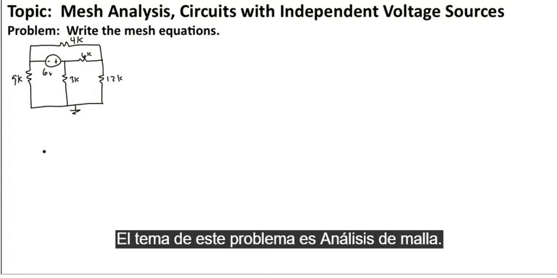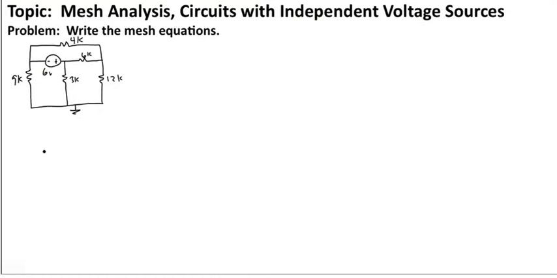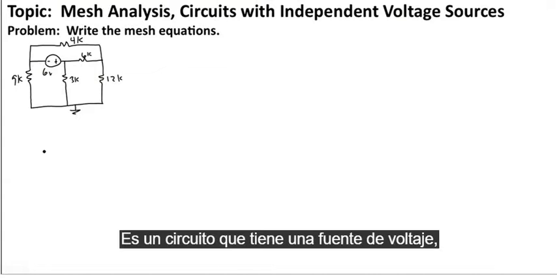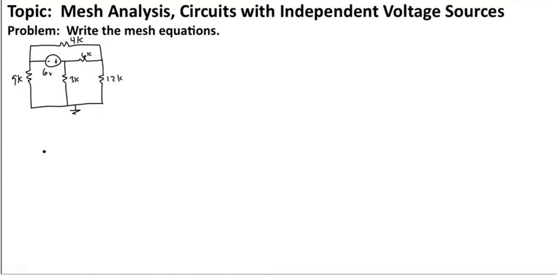The topic of this problem is mesh analysis, and we're going to work with circuits with independent voltage sources. The problem is to write the mesh equations for the circuit shown below. It's a circuit that has one voltage source, a 6-volt independent source. It also has 5 resistors associated with it at different legs of the circuit.